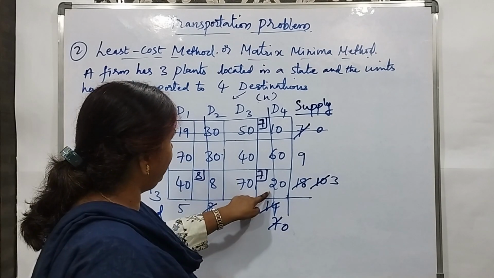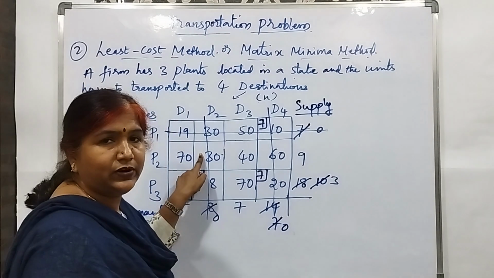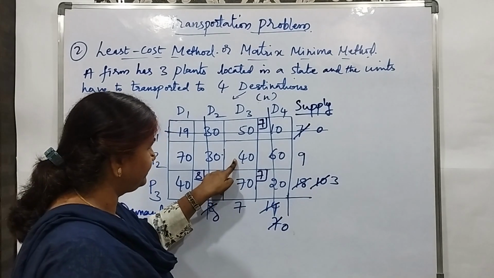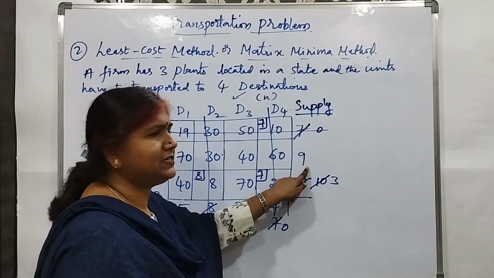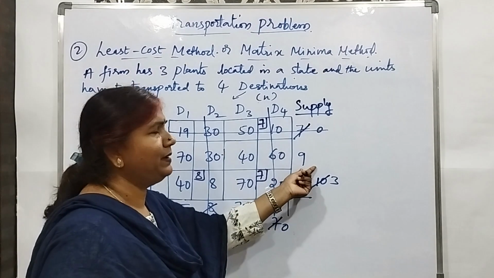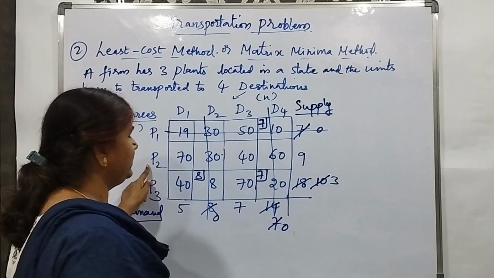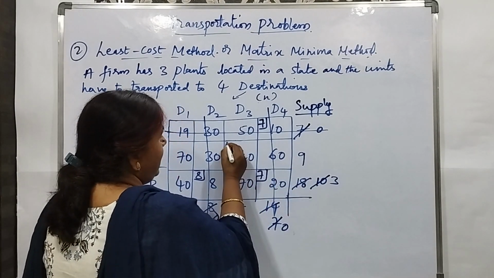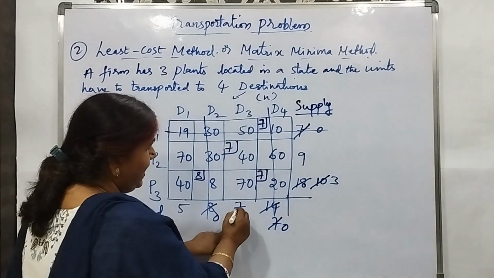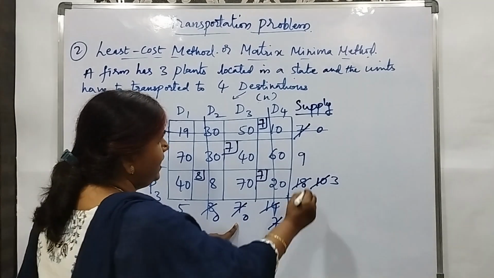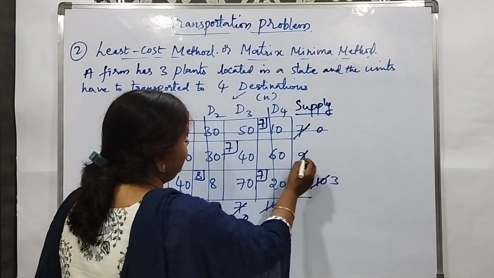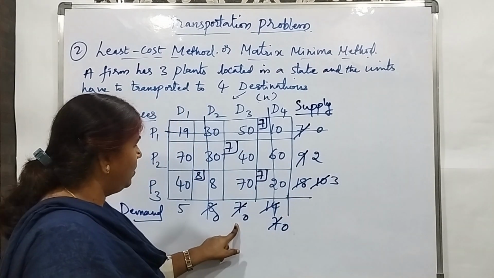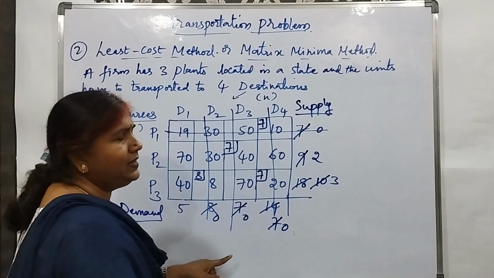So after 20, 30, we cannot allocate any units here. After 30, the next highest least cost is 40. So compare the demand with the supply. Here the demand is 7 and the supply is 9 units that is available with plant 2. Now pick up these 7 units out of 9 units and transport to destination 3, and this also has been ruled out. Out of 9, if we deduct 7, 9 minus 7, still 2 units are available. And this third column also has been ruled out.